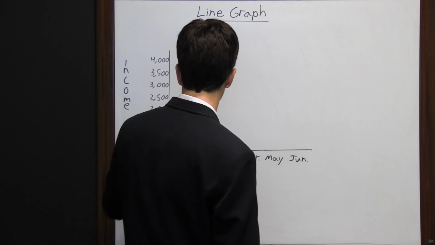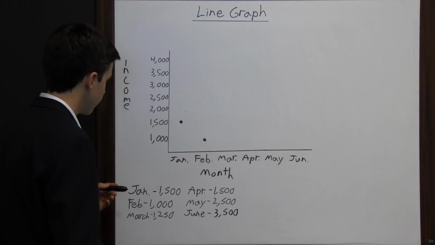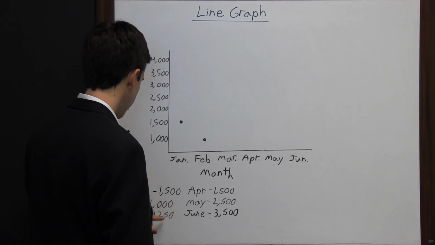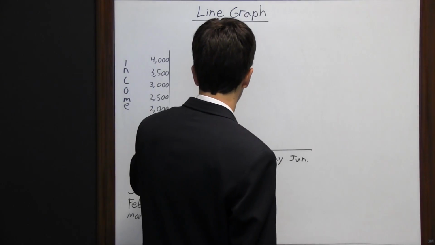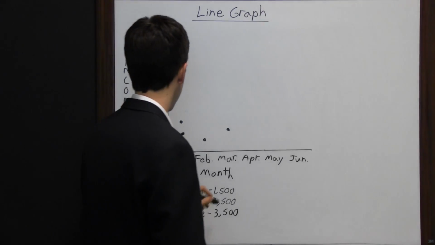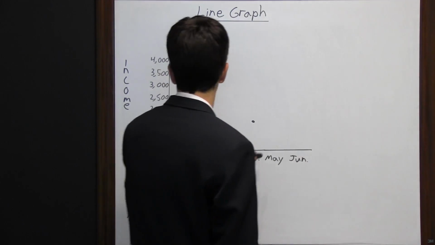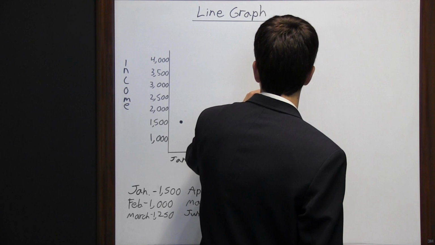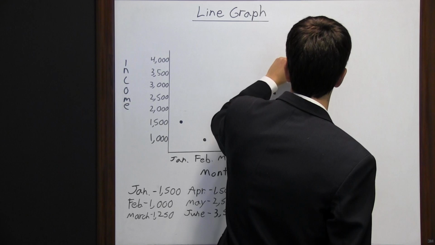So we go above March, and although $1,250 isn't anywhere on here, we can pretty much decide that since these numbers are put in increments of 500, that 250 would be found between the two. So if we go halfway in between these two, we know that the income level for March was right there. Then if we go to April, we're up to 1,500. May is 2,500, and then June is 3,500.